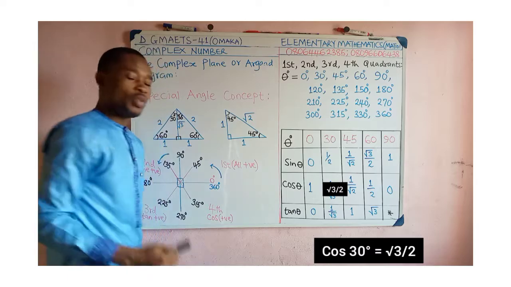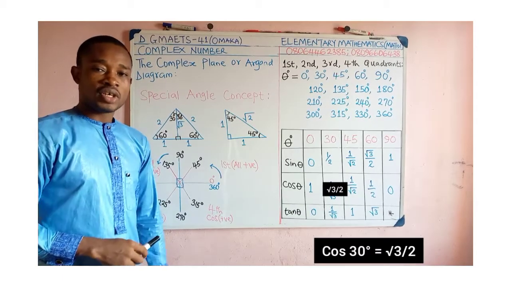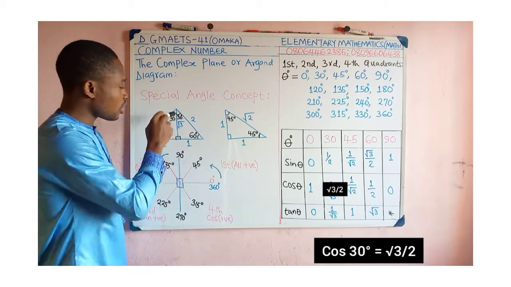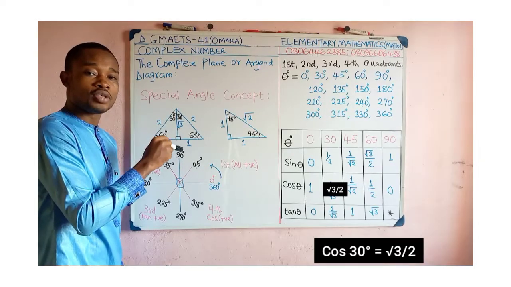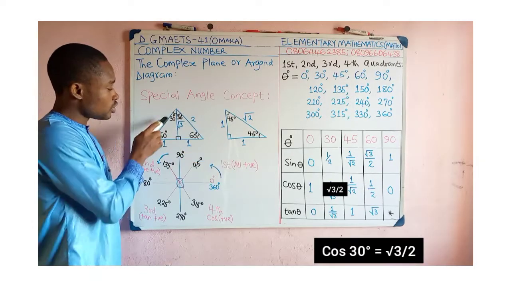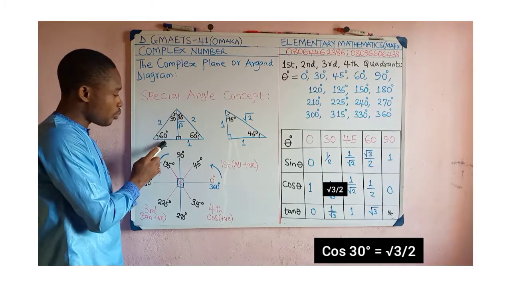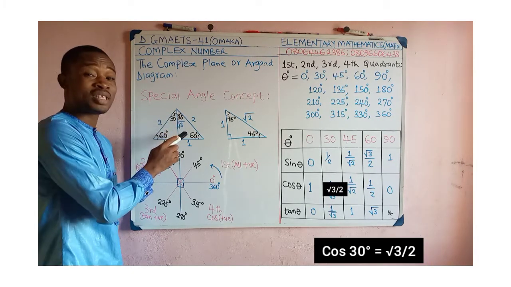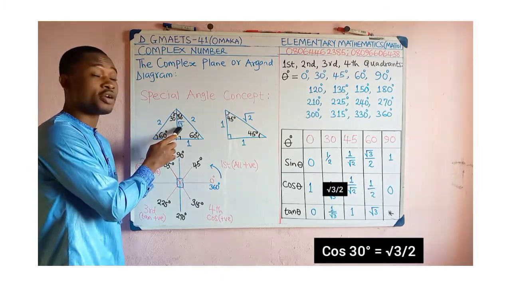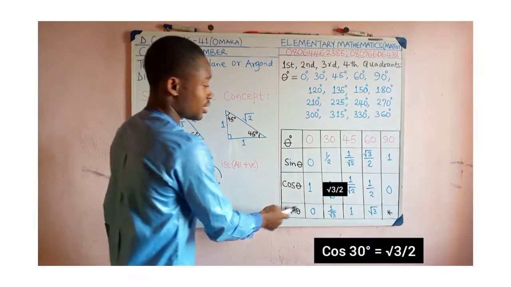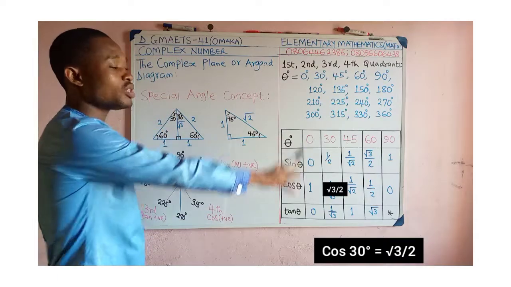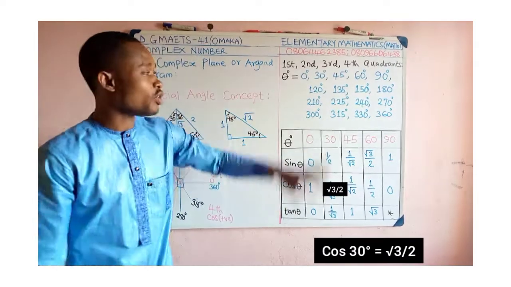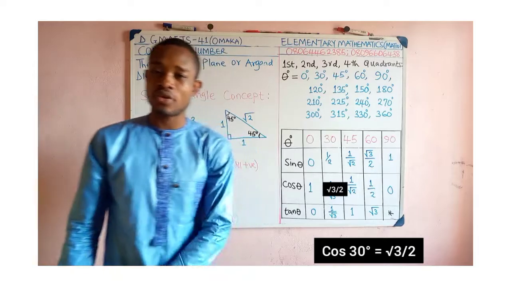Can we quickly check for tan 30 and see. Tan 30, I will come to this diagram. This is 30 degrees. Tan, TOA, opposite over adjacent. So tan 30 is actually 1 over root 3. Tan 30, 1 over root what? 3. From this, we can generate the value of every other special angle here.